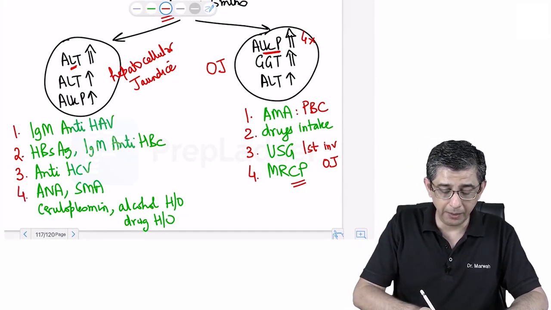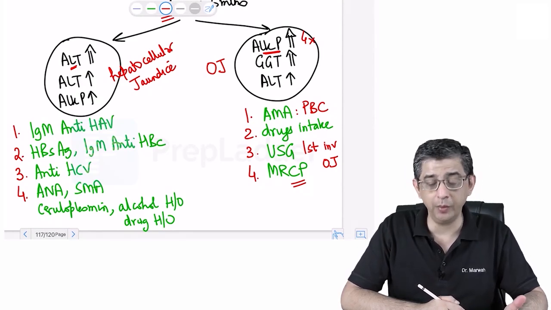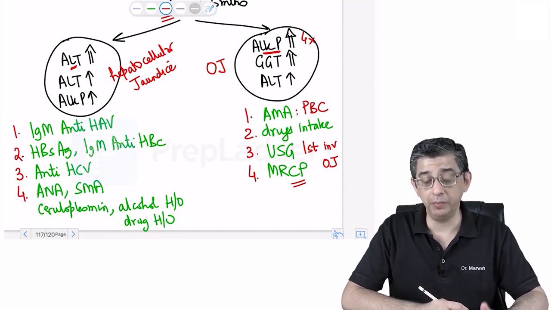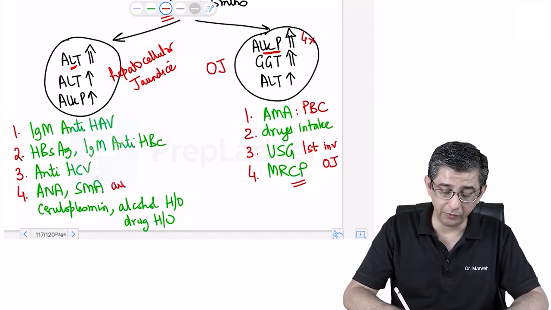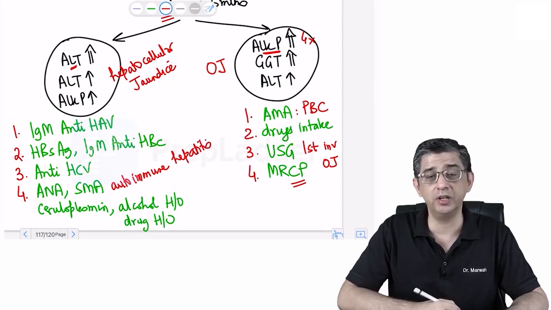However, there could definitely be causes which go beyond hepatotropic viruses. So I'll be doing antinuclear antibody and SMA. These would mainly be used to pick up autoimmune hepatitis. This is again a separate video that I have recorded, and you will notice it as you scroll down in the app for the liver topic.